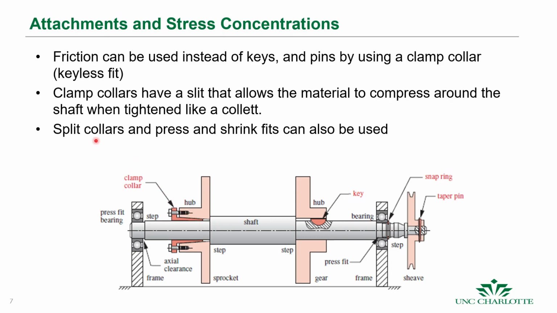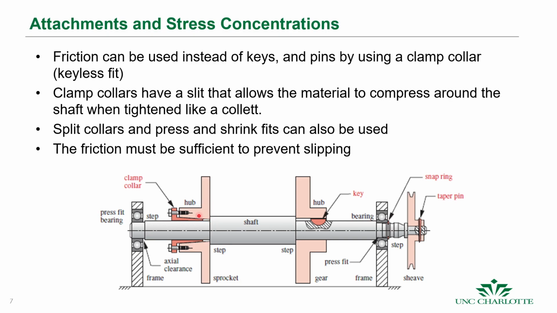And then we can also use split collars, which are kind of like a collet, where you have two sides that separate and you bolt them together, or shrink fits, where you heat up the part you're trying to fit on the shaft, and then drop it on the shaft and let it cool, and then take advantage of the thermal expansion and contraction for that press fit. In all cases, you have to have sufficient friction to prevent slipping. And you can get into the analysis here to make sure you have sufficient friction for that.